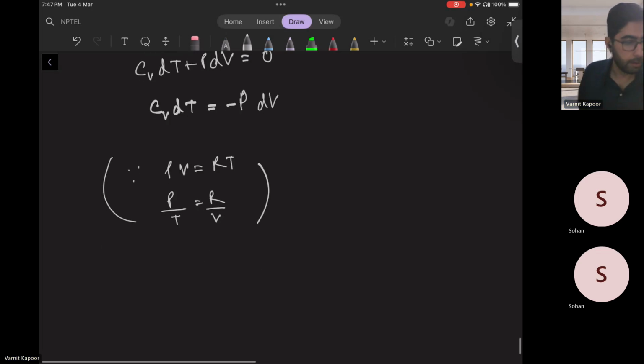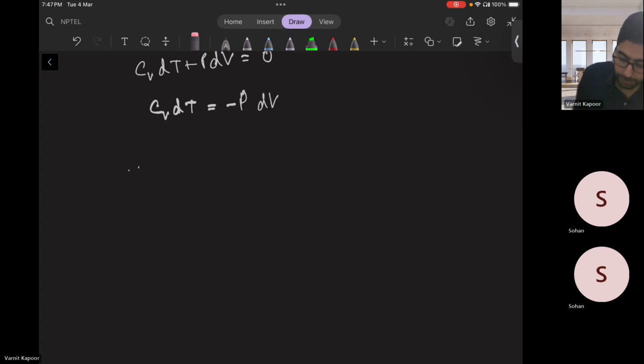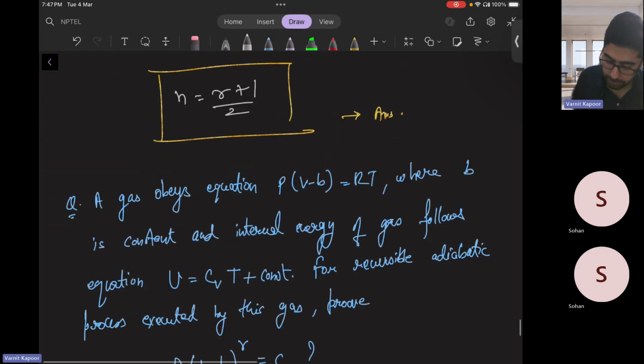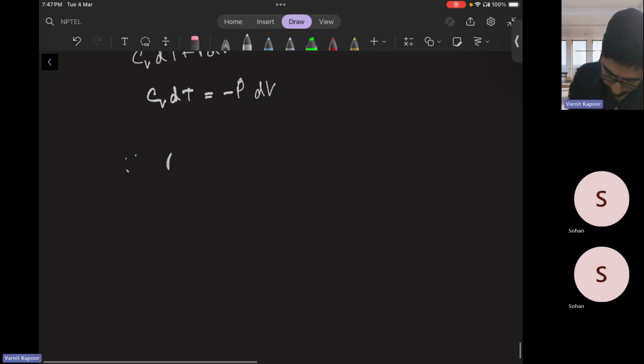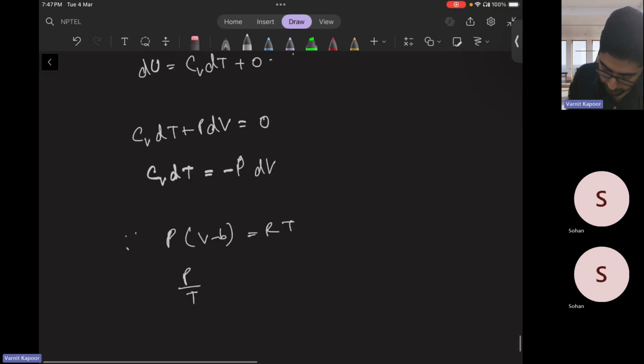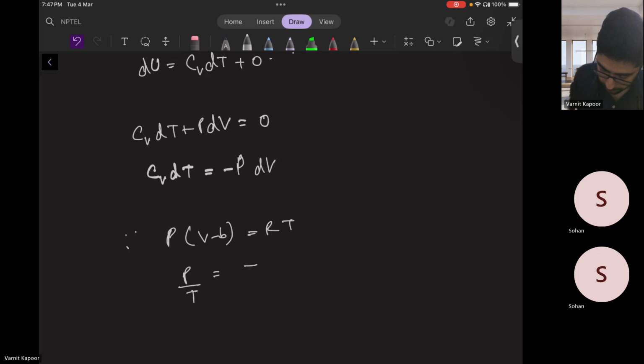Okay, for an ideal gas. But this is not an ideal gas, so this is different. So what is the expression here? Since it is given that the gas is obeying P into (V minus b) is equal to RT, P by T is equal to R by (V minus b).